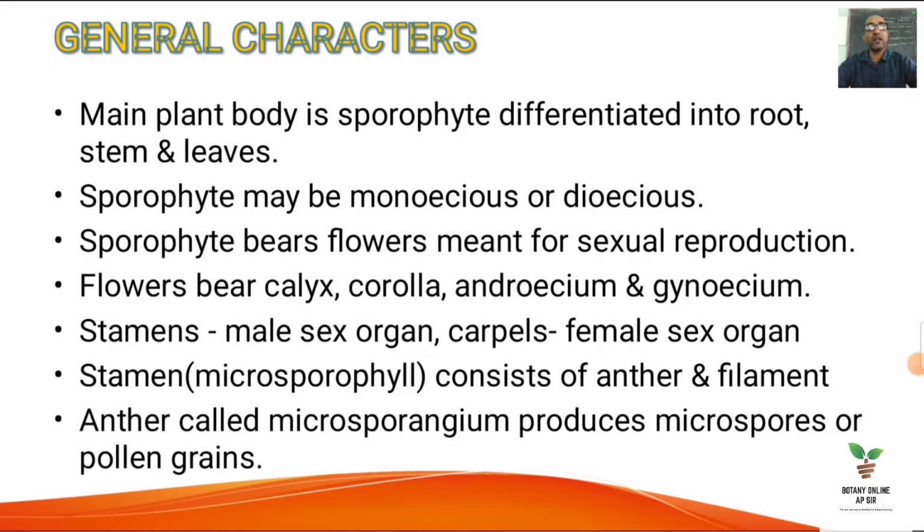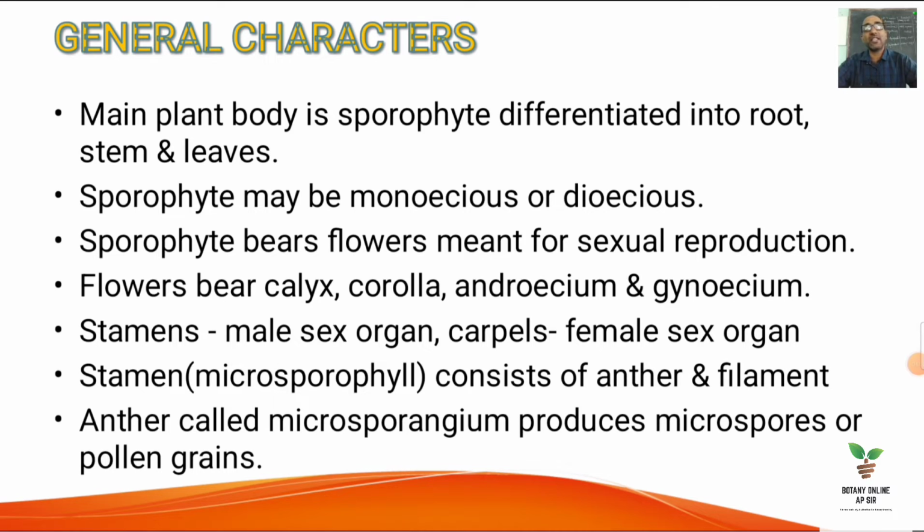The individual units of calyx are called sepals, individual units of corolla are called petals. Then individual units of androecium are called stamens. So, stamen is the male sex organ in case of an angiosperm, and individual units of gynoecium, which is otherwise known as pistil, are called carpels. So, carpel is the female sex organ in case of your angiospermic plant.